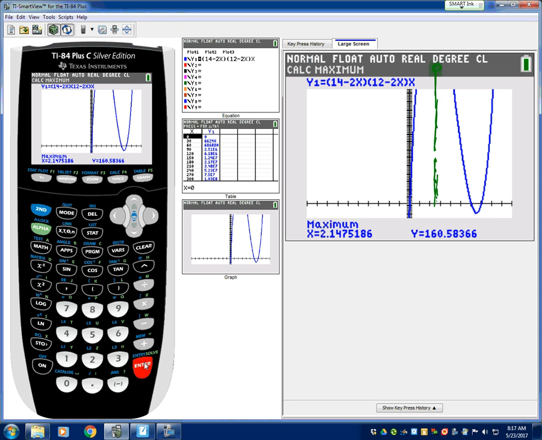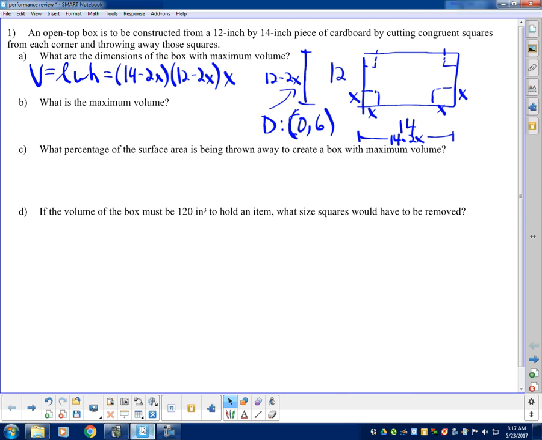2.148. Maybe we'll round to the nearest hundredth, so 2.15, and the max volume is 160.58 cubic inches. So what is the max volume? We can answer that right away: 160.58 cubic inches.